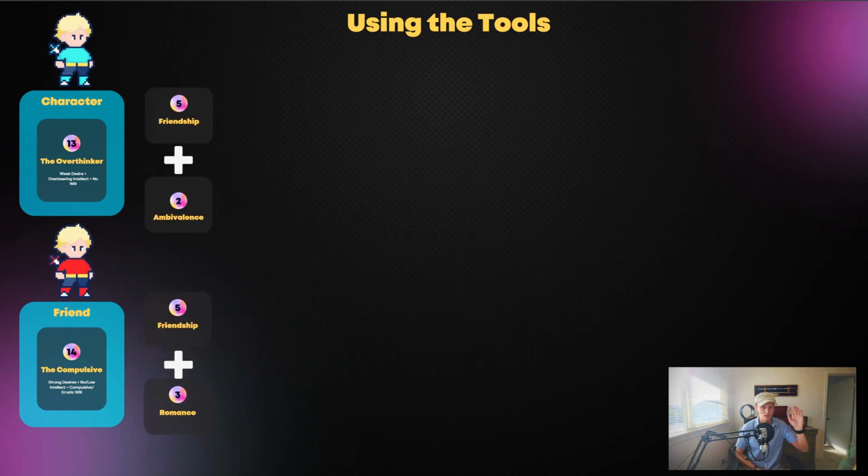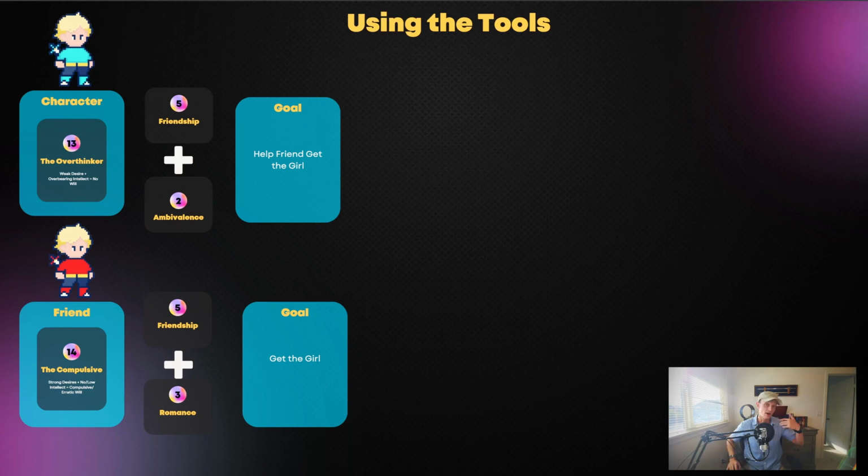The friend wants romance. He has a girl that he likes. So our character draws his desire from the friend. He doesn't actually care that much about the girl. He's ambivalent to the girl. But his friend wants the girl and he has the intellect to help, so he's going to try to help. So that's the goal, right? Our character's goal is to help the friend get the girl, and the friend's goal is to get the girl.